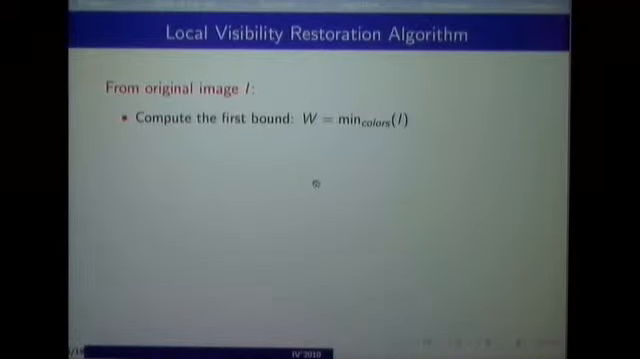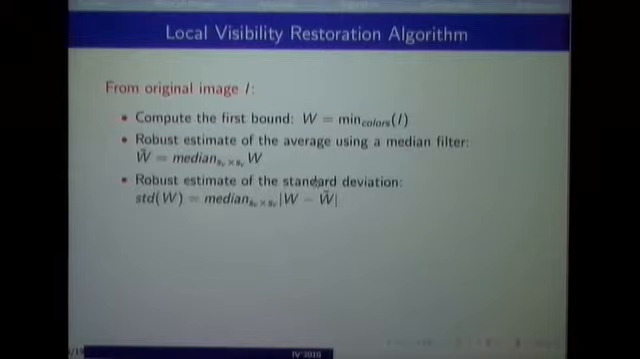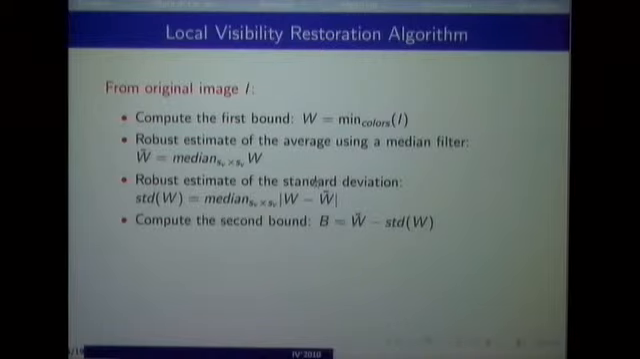So the algorithm is the following. We start from an image I. We compute for every pixel the minimum over the color components. It gives us the W. So the W is the first bound. And from this bound, we will do a median filtering to compute the average over I. We use a median filter because our assumption about local consistency is not always completely true, so we will have some robustness by using the median. And then we also compute the standard deviation, always using a median filter. And we deduce from these two computations the second bound, which is given by B.